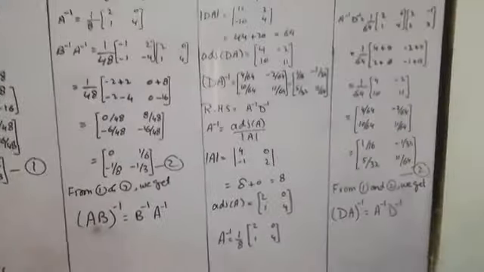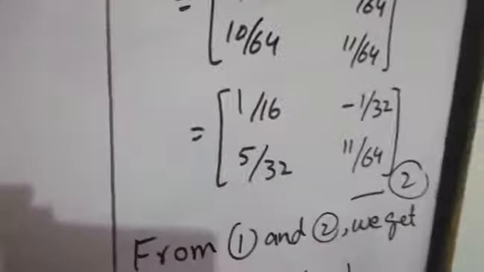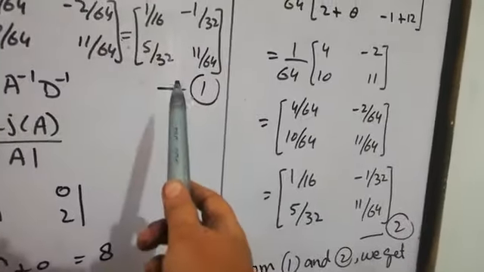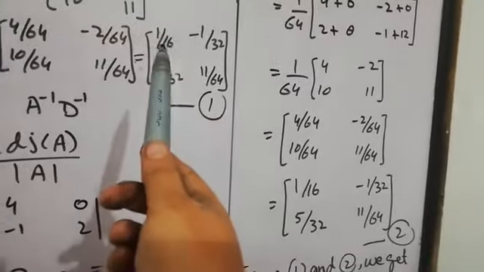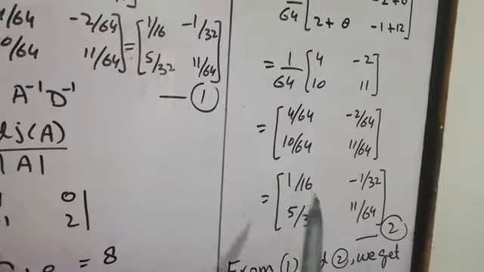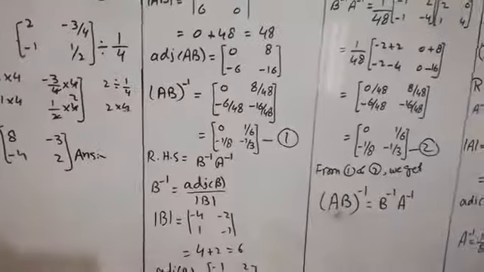And after that, dear students, when we multiply, you can see that at the end we can compare the results, answer 1 and answer 2. You can see that 1 by 16, minus 1 by 32, 5 by 32, 11 by 64. You can see that both answers are equal. So we can say that this is the right answer.